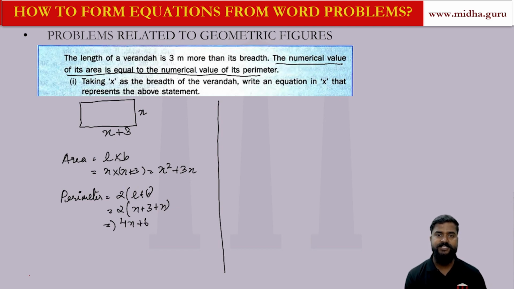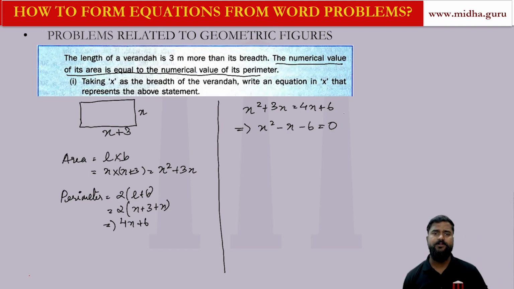Now according to the question, these two values are equal numerically. So x square plus 3x should be equal to 4x plus 6. When I bring all to one side to tidy it up, it becomes x square minus x minus 6 is equal to 0. This is how we will solve or form an equation based off of geometric figures, that is, questions based on geometric figures. So let us see a few example problems, try to solve them, and see what the solutions are for word problems based on geometric figures.